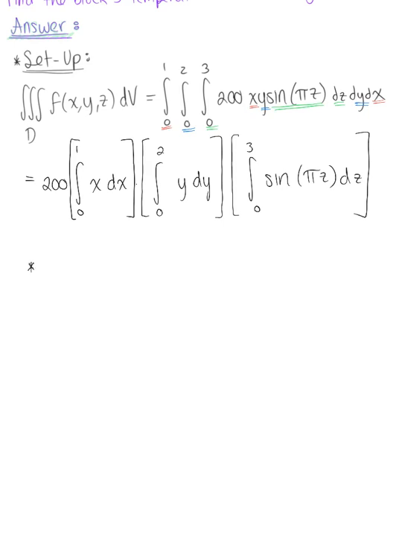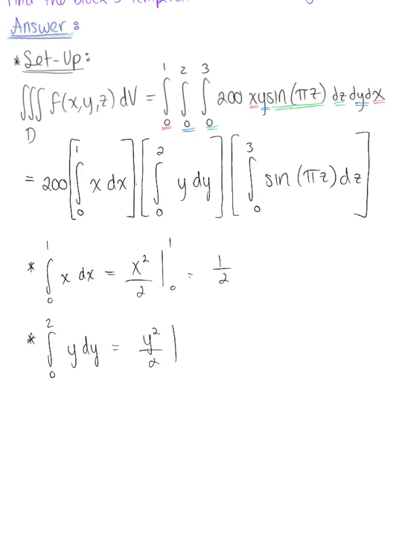So we'll do this out piece by piece just to keep things clean. I have the x integral from 0 to 1, x dx. So this is x squared over 2 from 0 to 1, which leaves us with 1/2. We have the y integral from 0 to 2 of y dy. So this becomes y squared all over 2, evaluated from 0 to 2. So we end up with 1/2 multiplied by 4 minus 0, which gives us 2.